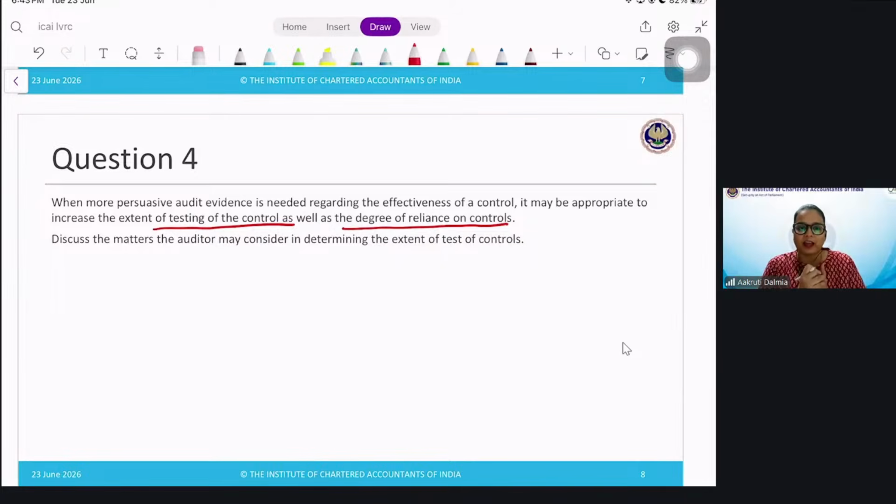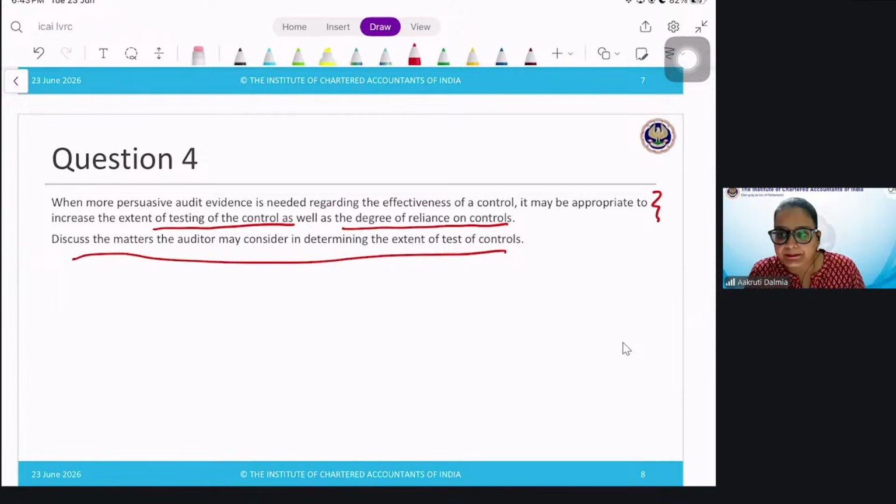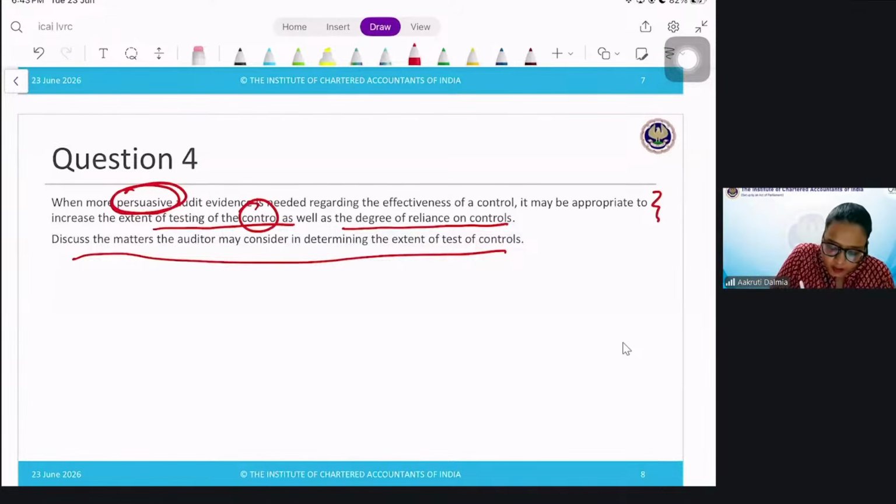Very good. Everyone has said it. Yes, it's a very, very direct question. But a little extra information has been given, though it's actually straightforward. It's there in the book. Okay. So the very straightforward point is, it is trying to ask you that when you need very, very persuasive evidence, of course, you have to check more controls. So what factors affect an auditor's decision on how much to check? How much do I have to check one control system?